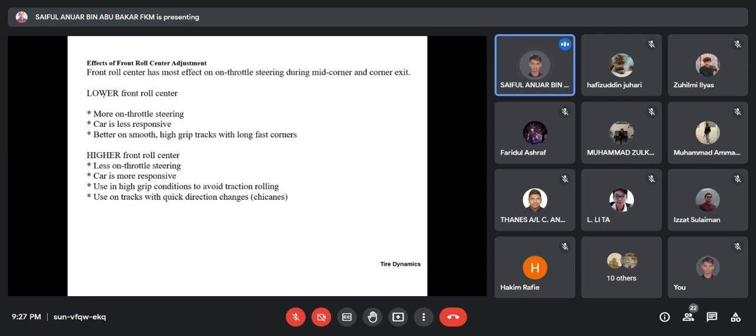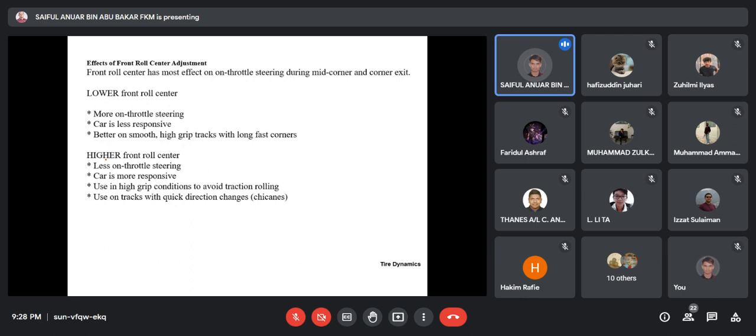Usually for the front, we are going to design the front roll center to have either a low position of RC, or we want the front axle to have a higher front roll center, which is going to affect the understeer or oversteer driving condition. So for a lower front roll center, we're going to have more throttle steering. The car is less responsive, better on smooth, high-speed tracks with long fast corners.